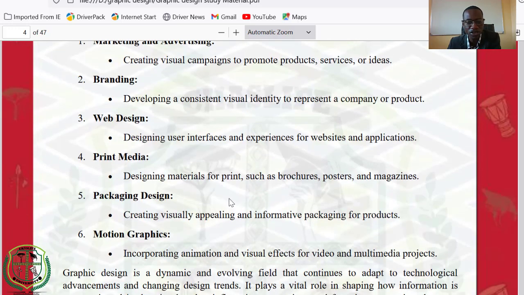We have got the print media. Here we're talking about printing brochures, posters, magazines, business cards. You need a graphic designer or someone with skills in graphic design, because a client sends you an artwork. That artwork has to be edited in a way for it to suit very well in your printing, okay, or in your machine.